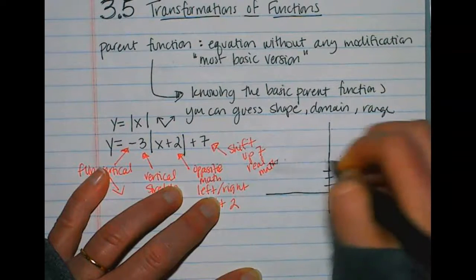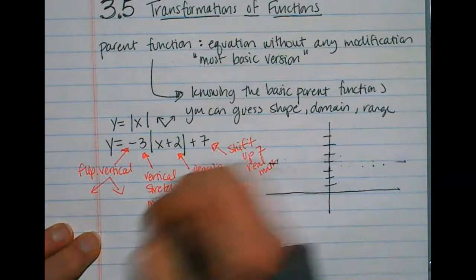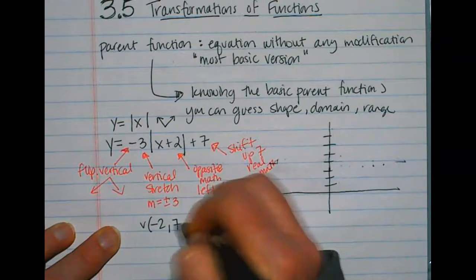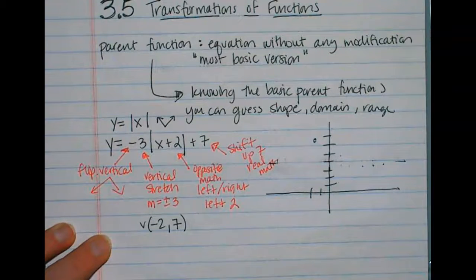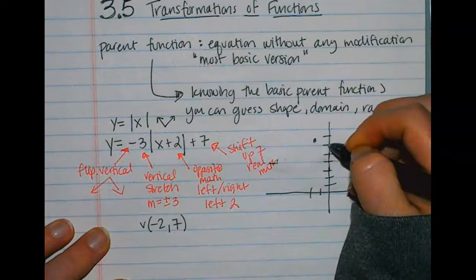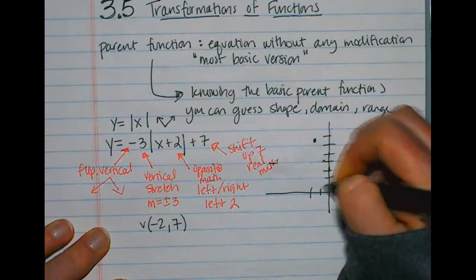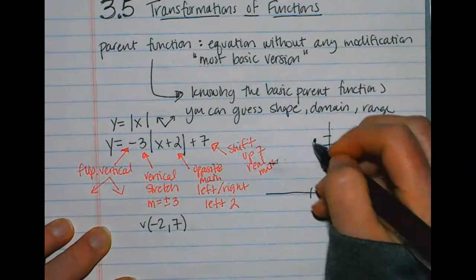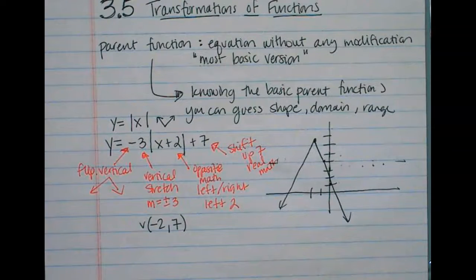1, 2, 3, 4, 5, 6, 7. So it's got an upshift. That means the vertex is at -2, opposite math, up 7. So up 7, -2. Here's the vertex. It's a V that has slope of positive or -3. So it's going to go 1, 2, 3 down, over 1, 1, 2, 3 down, over 1. That's this side. It's going to have the same shape on this side. And we have our V.